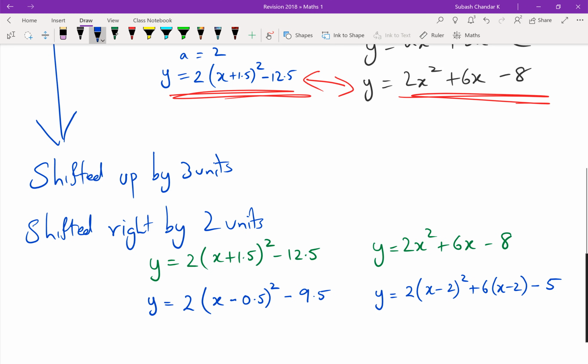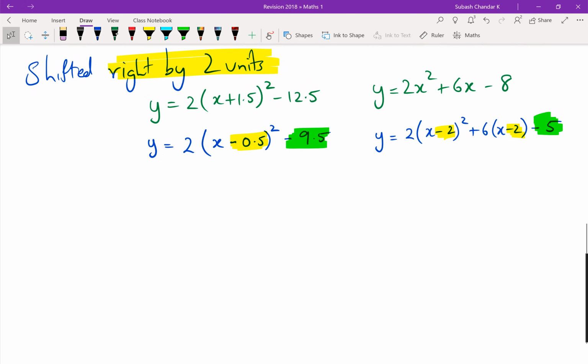Okay, so what's happened here is this. When you shift right by 2 units, whatever is in the x has changed. And when you shift up by 3 units, this last value here has changed. Can you guys see that? So it doesn't matter whether it's a quadratic, a linear equation, or an exponential equation. There is a general rule.